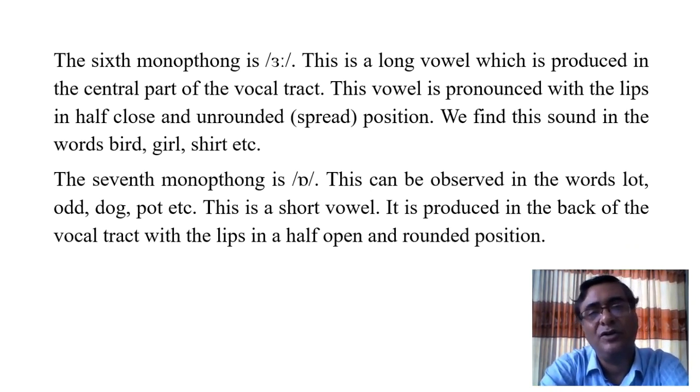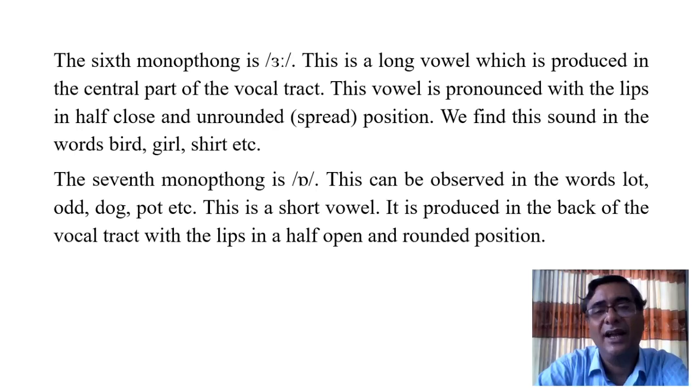The sixth monophthong is, how will we pronounce it? I will tell you. This is a long vowel which is produced in the central part of the vocal tract. This vowel is pronounced with the lips in half closed and unrounded position. So it's not a rounded position. We find this sound in the words bird, girl, shirt. So these are the examples.